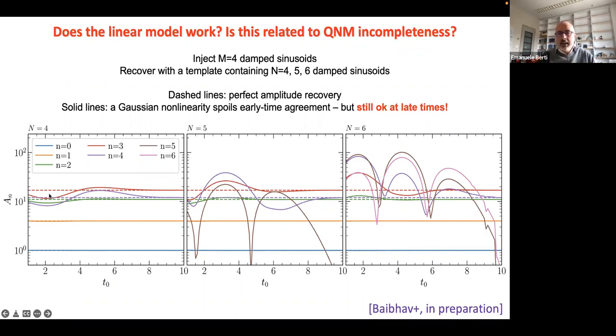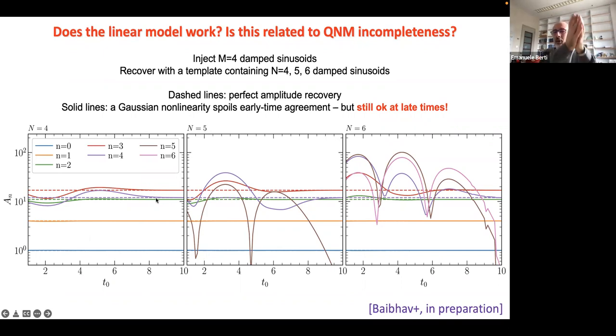No surprise there. Now, try to add a little non-linearity to your signal, for example, by using a Gaussian at early times, superposed to your damped sinusoids. What do you see if you try to repeat the fit? Well, what you see are the solid lines. If you fit with 4 damped sinusoids a signal that contains more than 4 damped sinusoids, the first few modes have a very constant amplitude, but as you go to higher and higher overtones, you start seeing some weird behavior at early times. At late times, however, you're doing well.